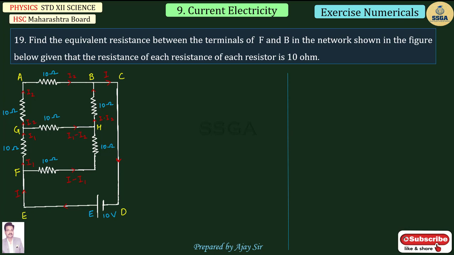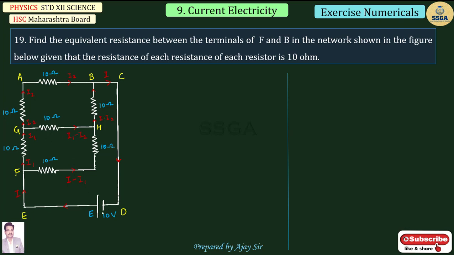To find the equivalent resistance of these terminals, these are the resistors, they are connected here, and each resistor's resistance value is also given, that is 10 ohm.